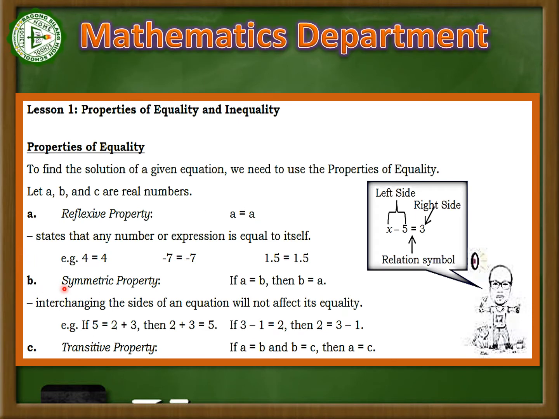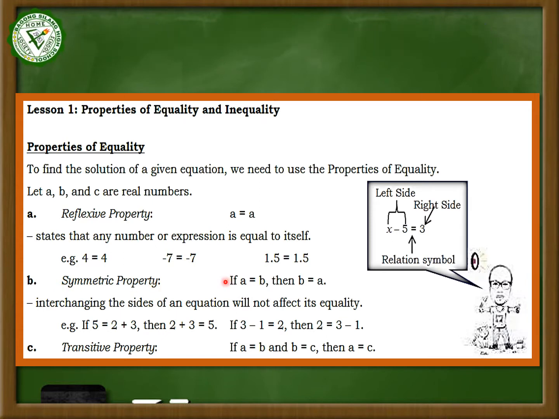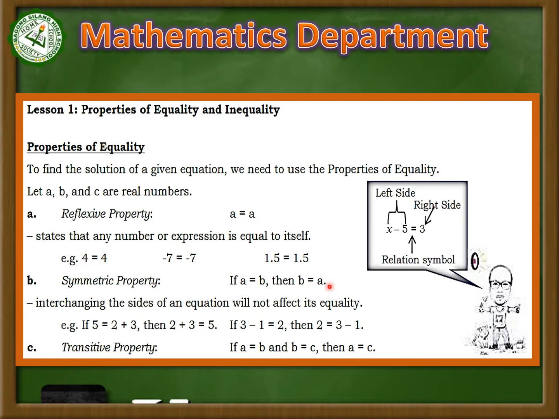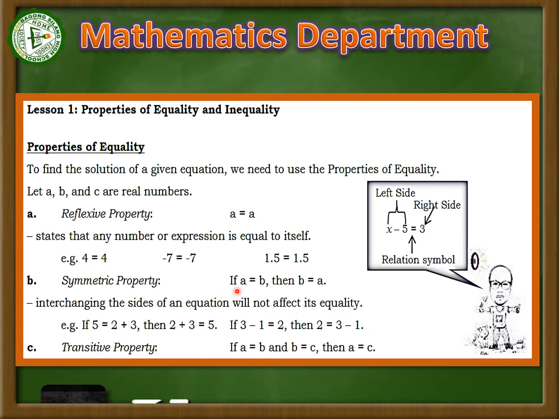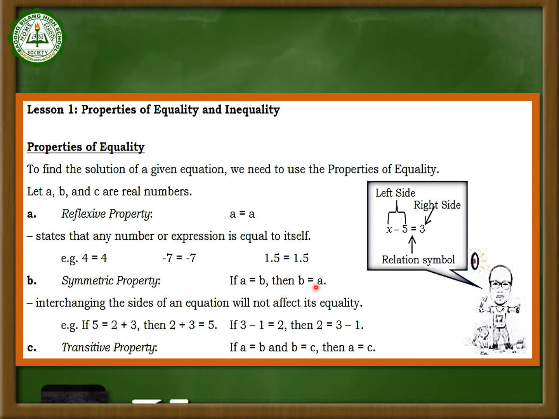Letter B. It's the symmetric property. If A equals B, then B equals A. Interchanging the sides of an equation will not affect its equality. Okay? So, if A equals B, then B equals A. It's just interchanging the sides of an equation.